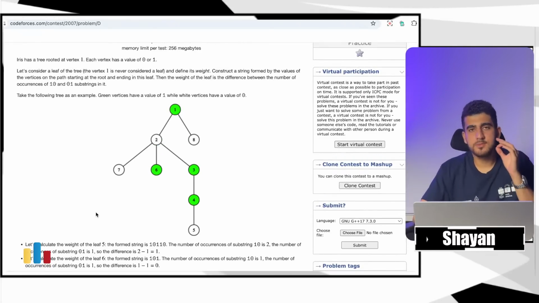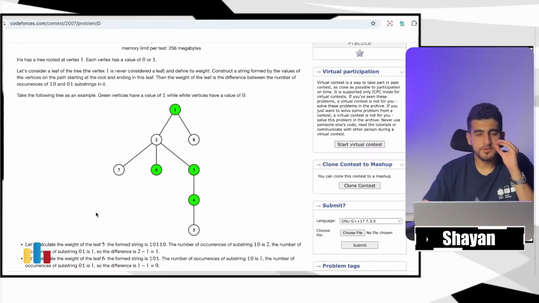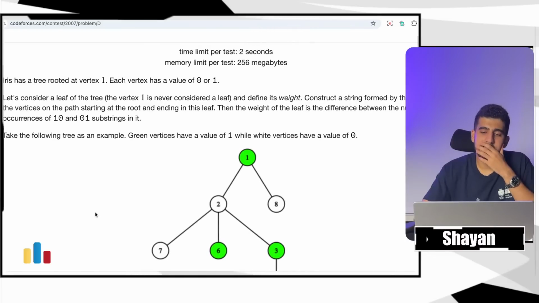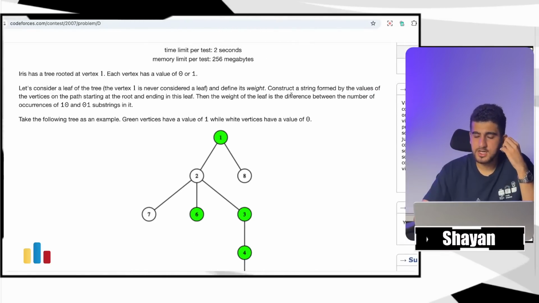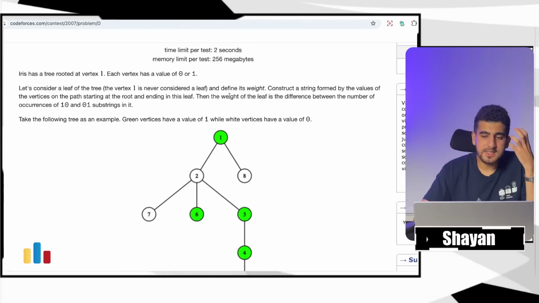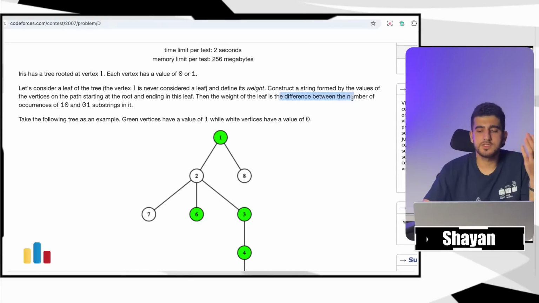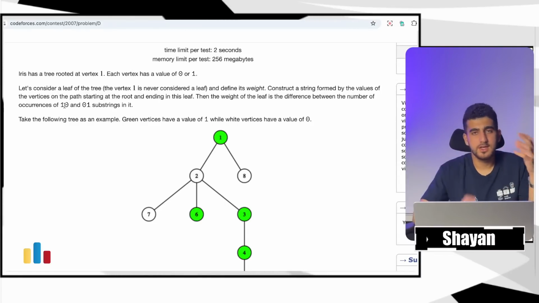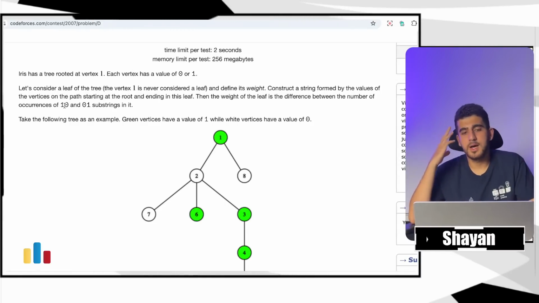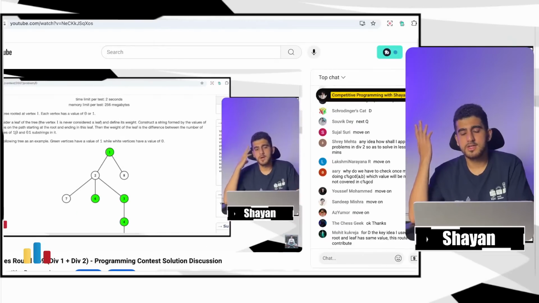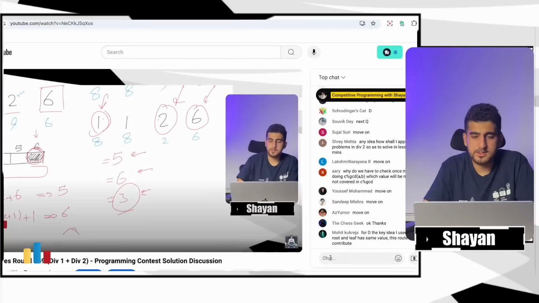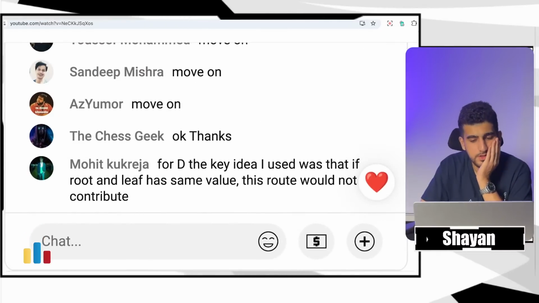There's one key observation on this problem that makes it a lot simpler. The definition of the weight of a leaf is kind of complicated. It says the weight of the leaf is the difference between the number of occurrences of the 10 and 01 substrings in it. What does it mean? Can we somehow simplify it? Do you have any idea to simplify it? First of all, can you help on this problem?